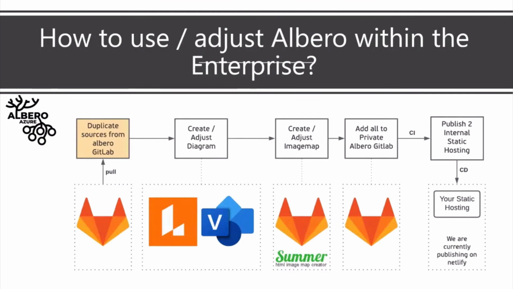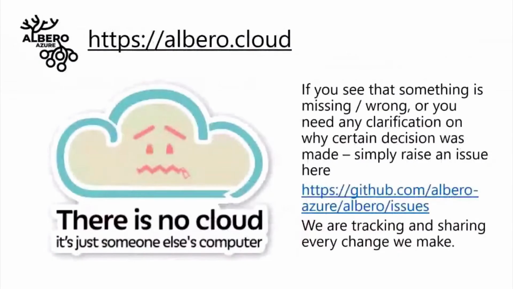We have the CI/CD process. Now we are publishing on Netlify, but you can change it and do the CI/CD to whatever location you want, be it a SharePoint server, or any sort of static hosting, whatever. So that's how it works right now, and that's how the enterprises are using it right now. One more thing: we are supporting this version, https albero.cloud. That's our main version. It's publicly available.